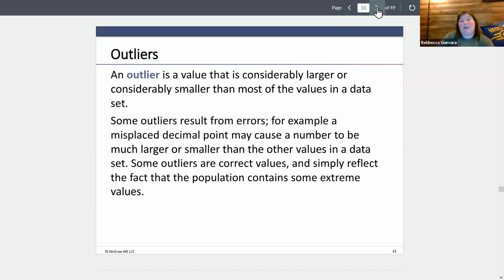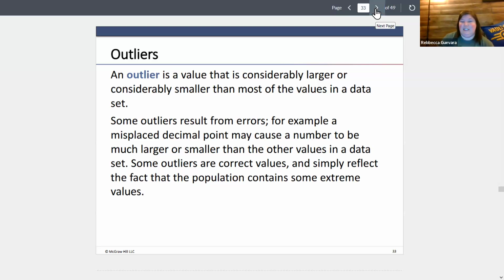All right, so some outliers result from errors. For example, a misplaced decimal point might cause a number to be much larger or smaller than other values in your data set. Sometimes when we're trying to record things, the recording device might have an issue, especially with temperatures, and it has a hiccup and starts recording temperatures as extremely hot or extremely cold when they're not.